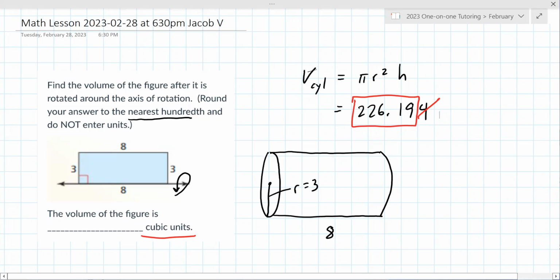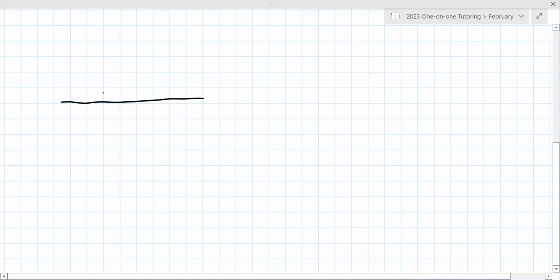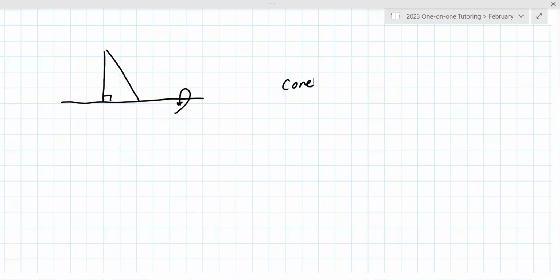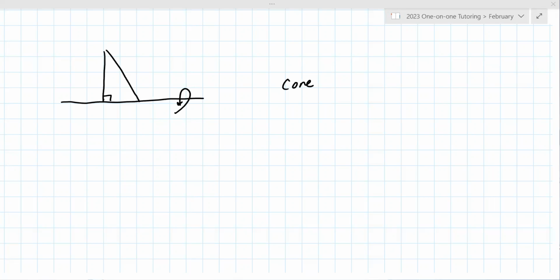Okay. Now, before we go into another problem here, let me just check. If I rotate a triangle, that would give me a cone. Cone, yes. Right? Okay. All right. Question 4. So 4 is what I just mentioned.